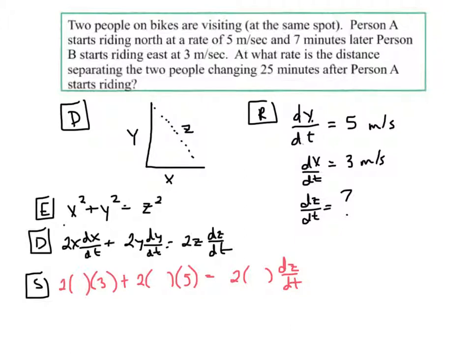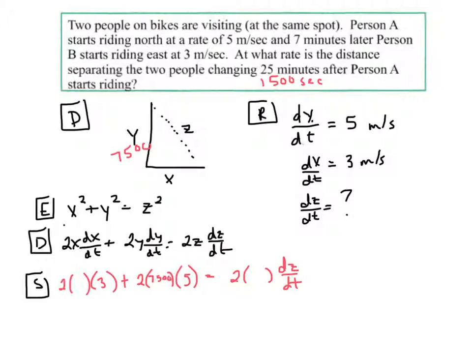The person has been riding 5 meters per second, person A, 5 meters per second for 25 minutes. Well, let's, I guess, first figure out how many seconds that's been. So 25 multiplied by 60 is 1,500 seconds. Okay, 1,500 seconds multiplied by 5 meters per second is 7,500. So I would put that here.